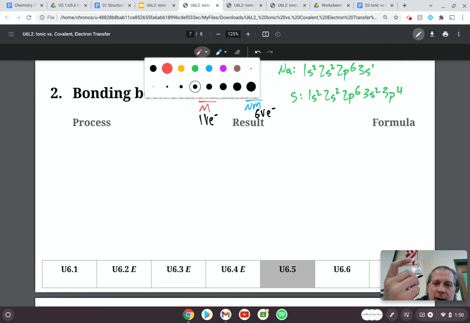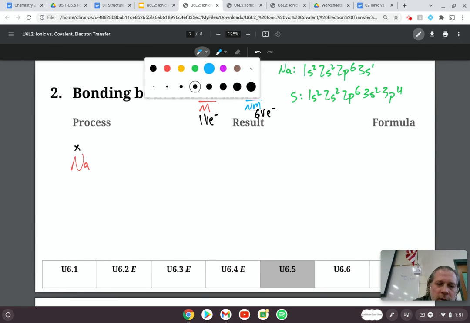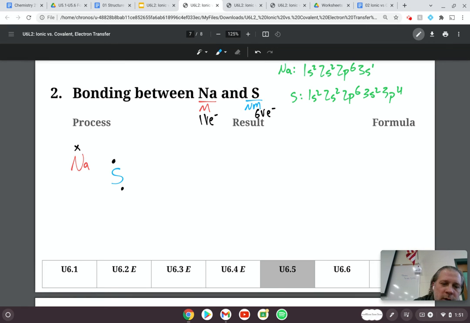Next thing I'm going to do is write the Lewis dot structure for sodium. So I'm going to draw a sodium with capital N, lowercase a, and I'm going to put an X on top of it for that 1 valence electron. I'm going to write sulfur with its 6 valence electrons, 1, 2, 3, 4, 5, 6.